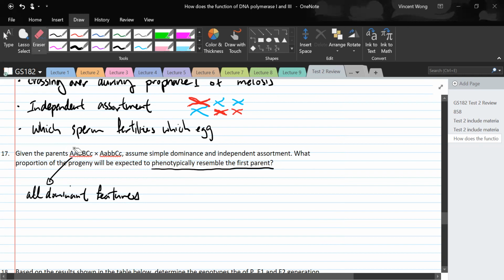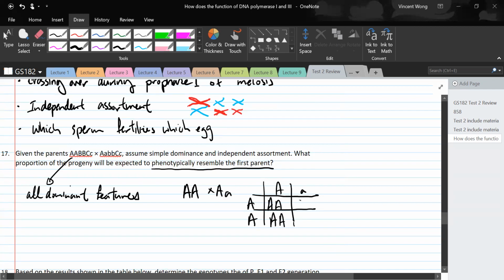So let's say we do the cross. We just look at each gene separately. Let's focus on big A cross big A, small a first. If you do the Punnett square here, you're going to have big A big A, big A big A, big A small a, big A small a. So even though the genotypes are different, 100% will express big A. As far as gene A goes, everybody is going to look like the first parent.